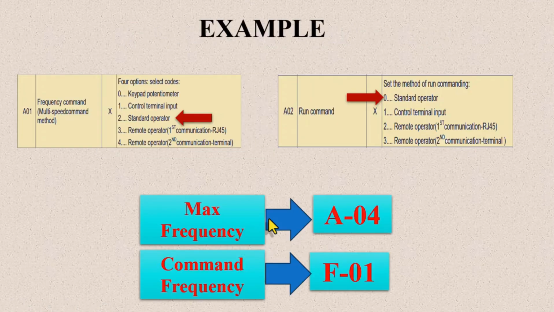In this tutorial, we want both our start-stop reference and our frequency reference to be set to the keypad. We mentioned parameter A02 for start-stop is set to 0, and A01 for the frequency reference is set to 2. There's one more parameter we need to configure, and that's the maximum frequency. We'll set the max frequency value in A04, and then adjust the command frequency in parameter F01. Let's take all the things we've learned, apply them to the C1 inverter, and test out this feature together.